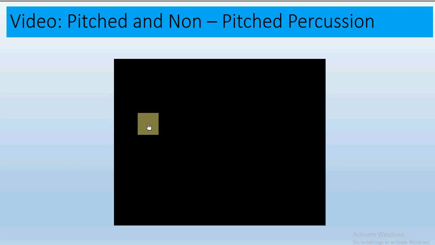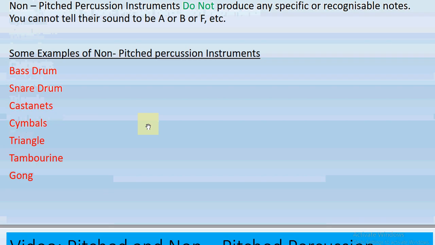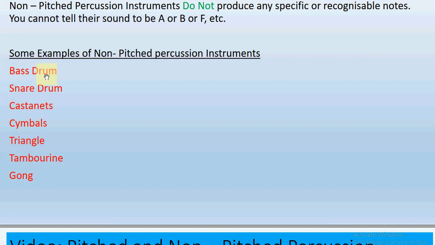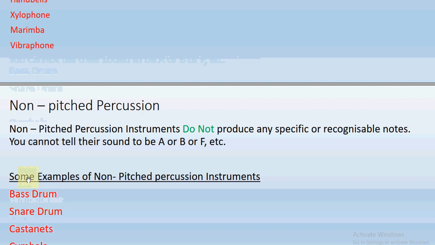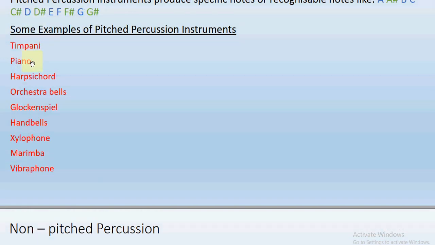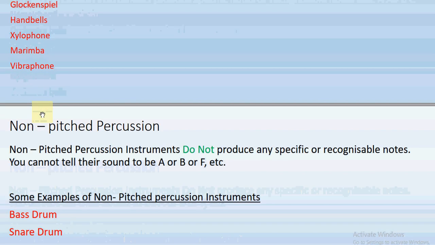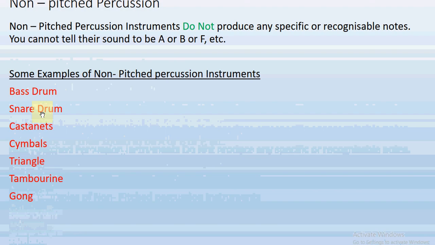Here you see how this instrument is being played by one man or so. Yeah, most of them. You can search YouTube and go search each of them by their names: bass drum, snare drum, castanet, cymbals, triangle, tambourine, gong, timpani, piano, harpsichord, orchestra bells. Just search them and you see how people play them. But I've provided pictures.